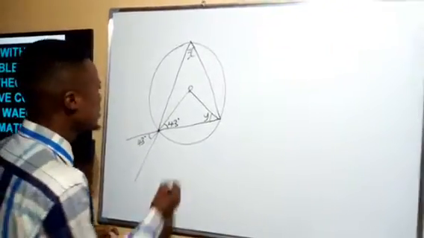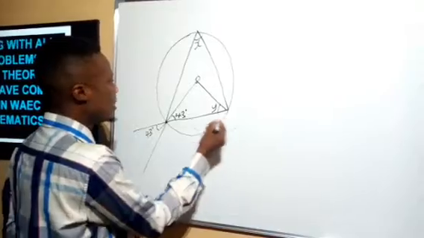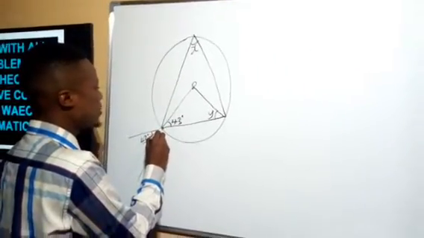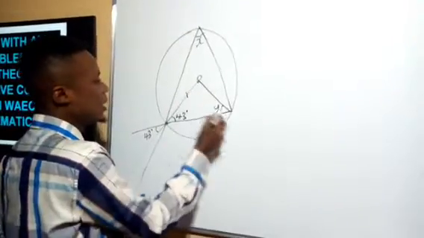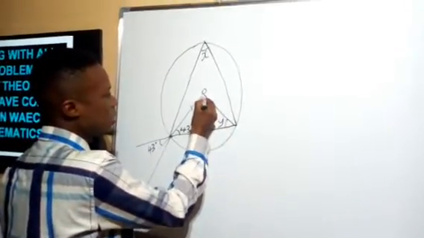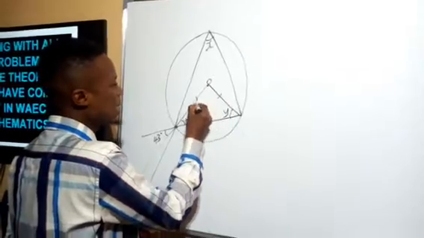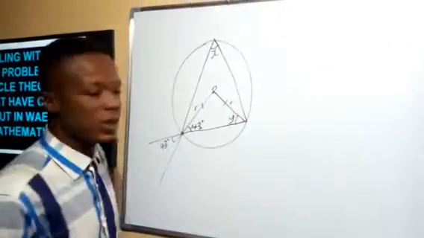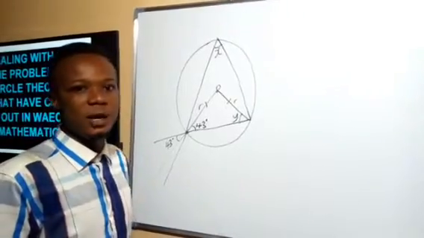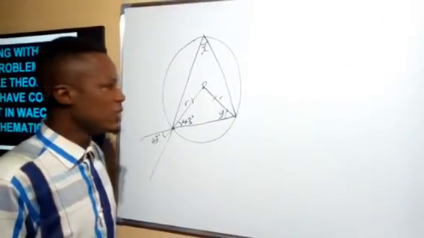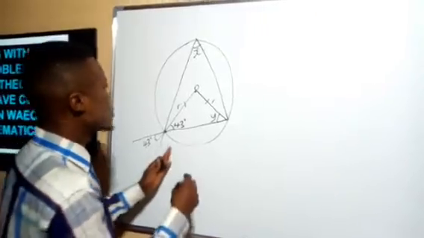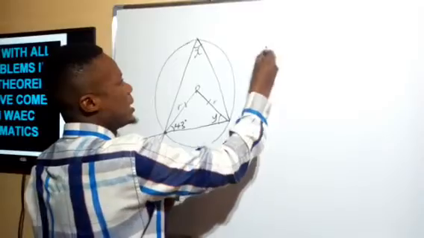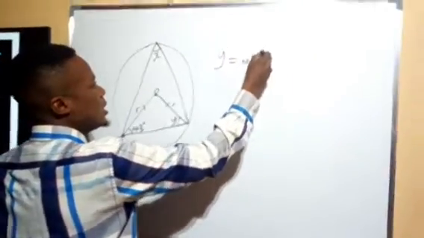Now this smaller triangle here, you find out that this side is running from the circumference to the center, and this side is running from the circumference to the center. So this line and this line are equal because they are all radius. Remember, a radius is a line running from the center of a circle to any part of the circumference. So if that is so, it means that this is an isosceles triangle. Therefore, y is also equal to 43 degrees.